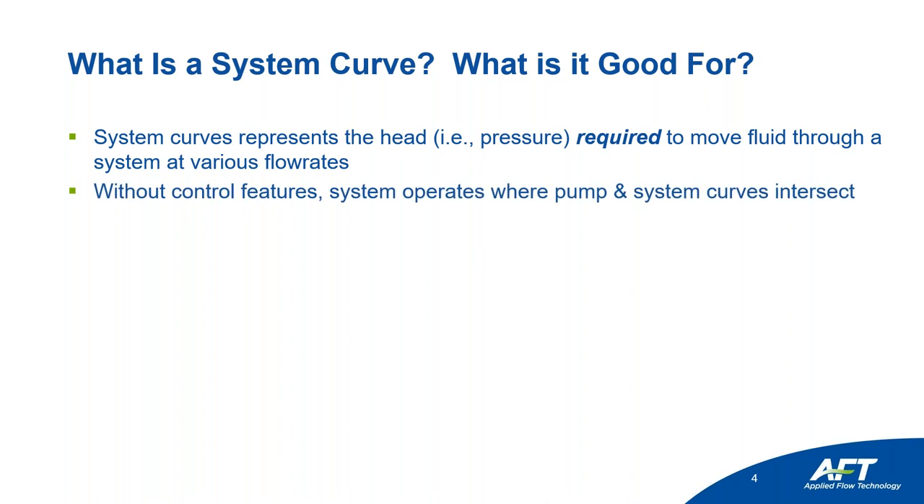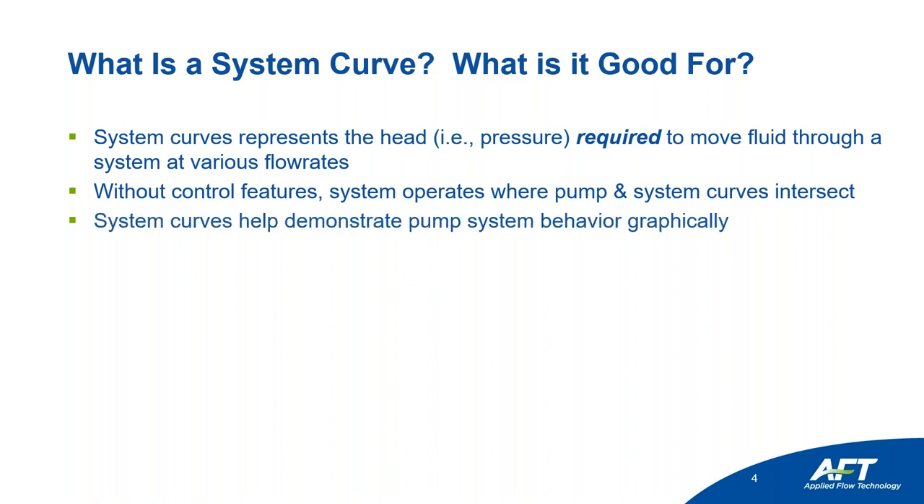When you do not have any control features, such as control valves, in your system, then your pump and system curves are going to intersect at the operating point. And that's one of the key things a system curve is useful for: it will graphically show you where a pump is going to operate for the pump head as well as the pump flow rate, and it's where your two curves intersect with each other.